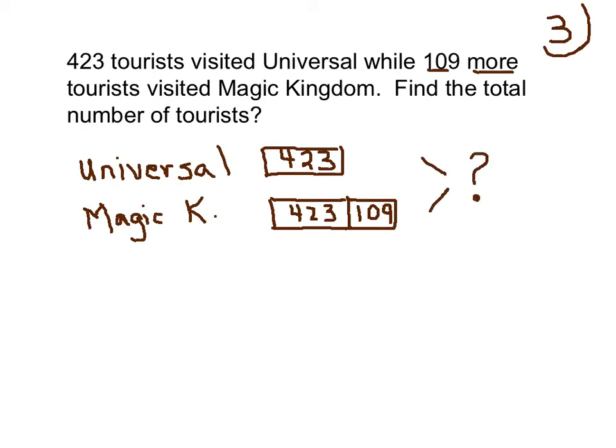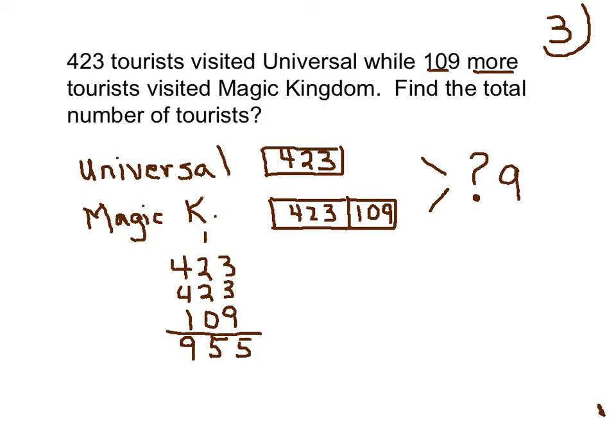So there's my drawing. Well, this one looks like an addition problem in that I have 3 quantities, and I'm just going to add them up. 423 plus 423. Sure, I could do multiplication there, either one. All right, that's 6 and 9 is 15. 2 and 2 is 4 is 5 tens. 4, 8, 9 hundreds. So there are 955 tourists in all.